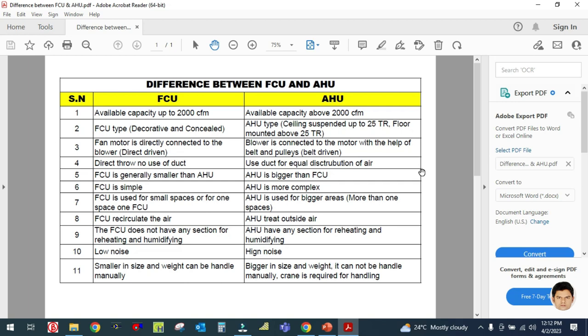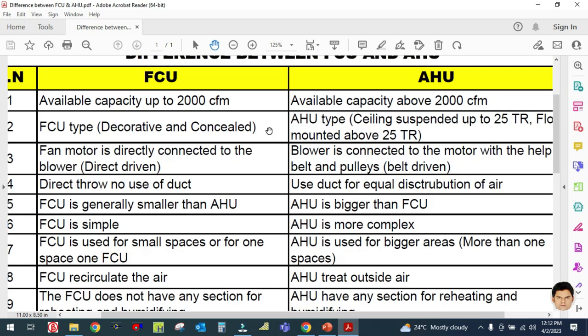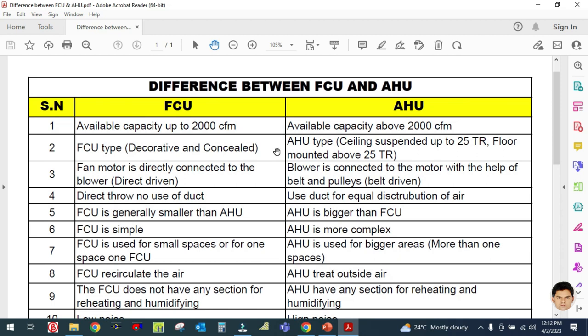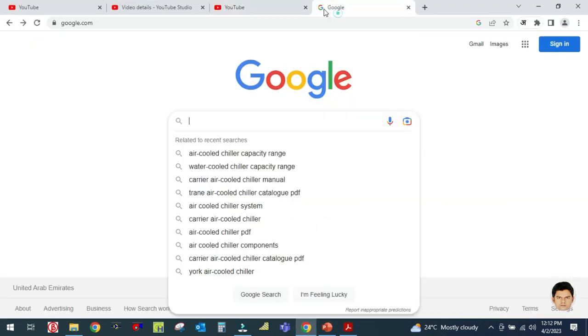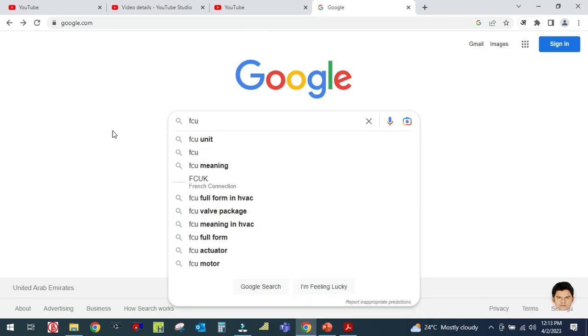So as you can see, this is one format I have prepared. I will explain what is the difference between FCU and AHU. First of all, you have to learn what is FCU and what is AHU. FCU means fan coil unit. I will show you how it looks like.